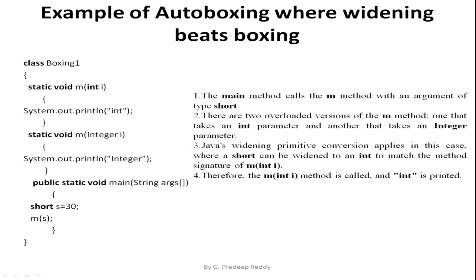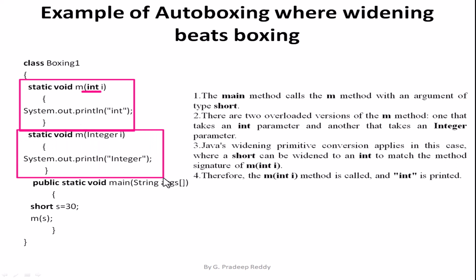So next, autoboxing, where widening beats boxing. Here we are going to use a static method with one parameter of type Integer, which is a wrapper class, whereas the previous one was a primitive. Now we are going to print the value short s equal to 30, and then call m of s.